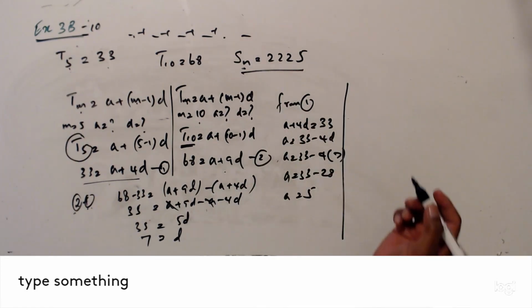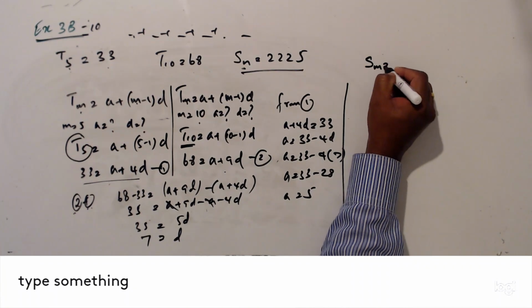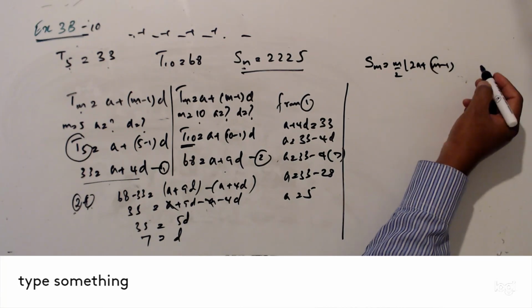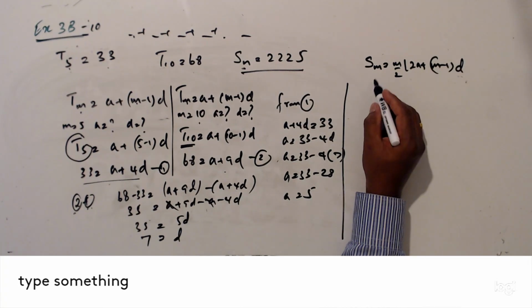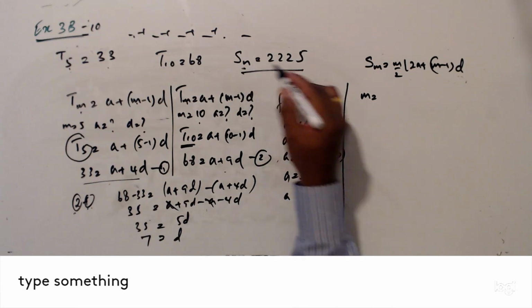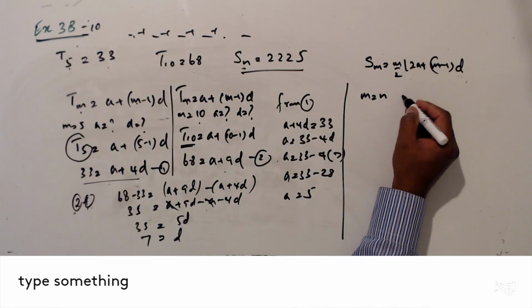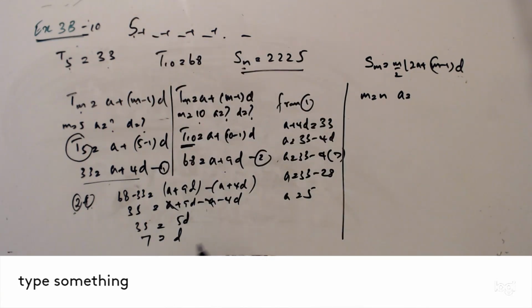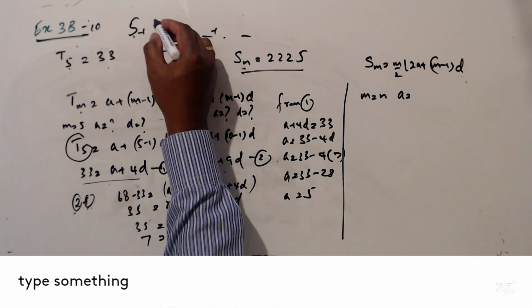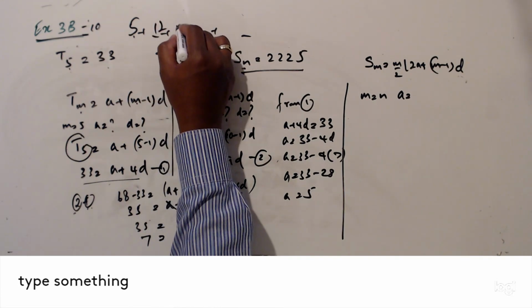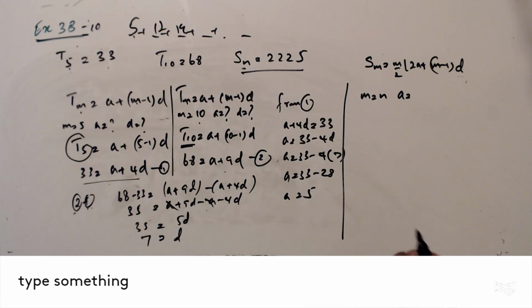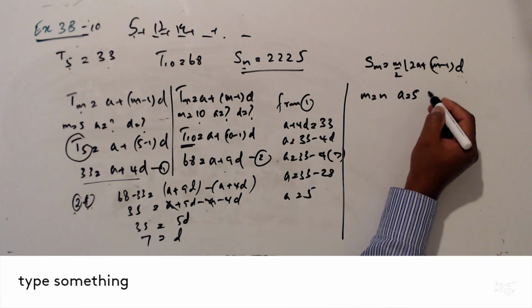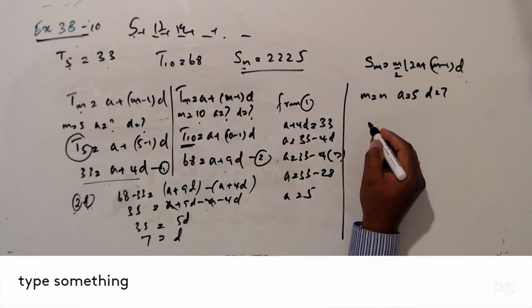We'll substitute here now. Sm equals m divided by 2 times 2a plus m minus 1 times d. Now, we found the series: a is 5 and the common difference is 7. So 5 plus 7 is 12, 12 plus 7 is 19. So likewise, a is 5, d is 7, and we'll substitute now.